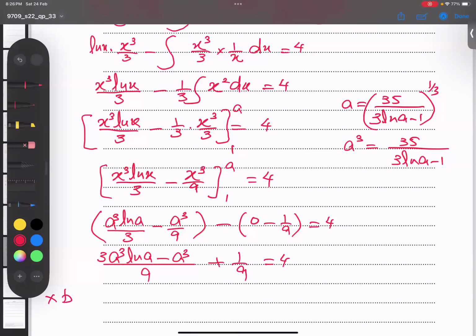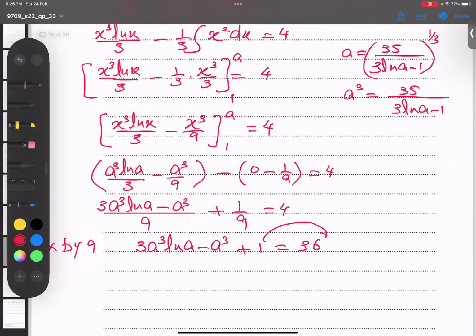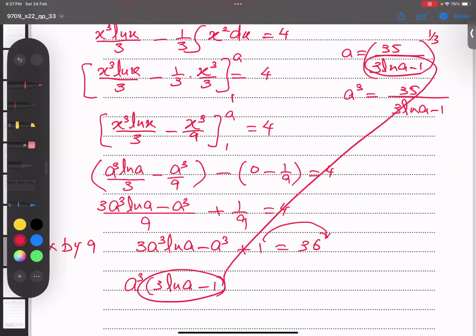Why not multiply the whole equation by 9? When multiplying by 9 here, this cancels out, I get 3a cube ln a minus a cube. And multiplying by 9 here, I get 1 only. Multiplying by 9 here, I get 36. You see, the 1 goes there and subtracts from 36, and it becomes 35, matching. So you see gradually, and from here, you can see a cube is common, we get this back. So with a cube common, I get 3 ln a minus 1, which is again starting to match, and equal to 35.